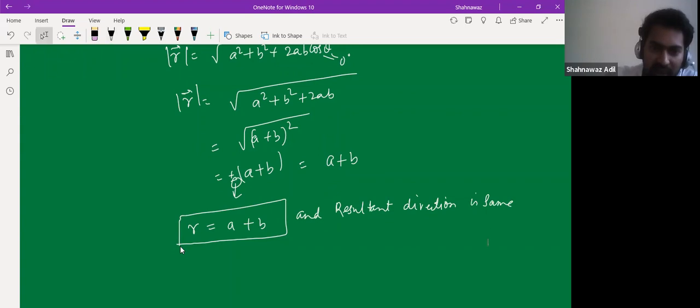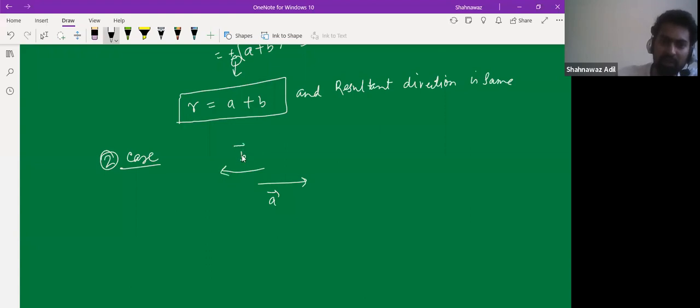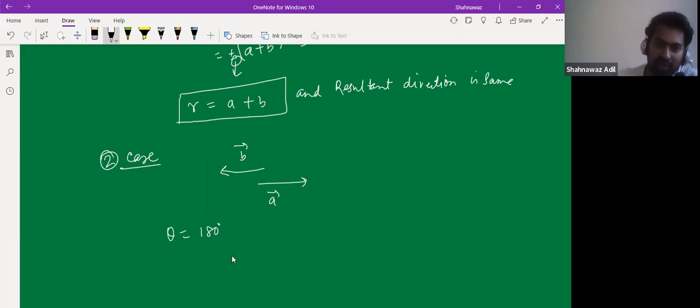Now, if you have anti-parallel, let's say the second case. You have A, which is going like this, and you have B, which is going like this. Okay, so what will be the angle here? Iram, Heather? 180 degree. Yes, 180 degree. Okay. So the resultant will be what?